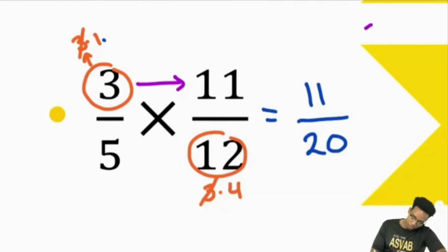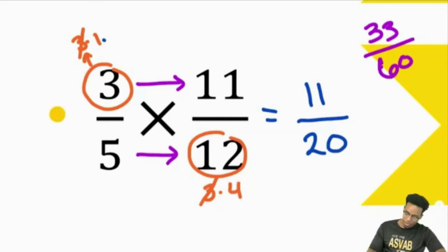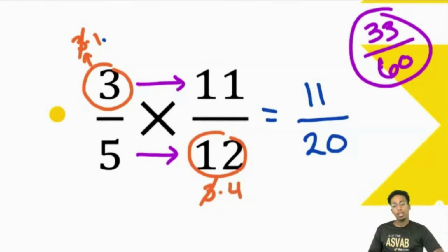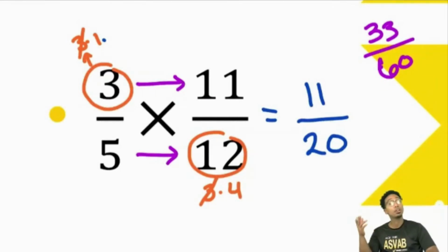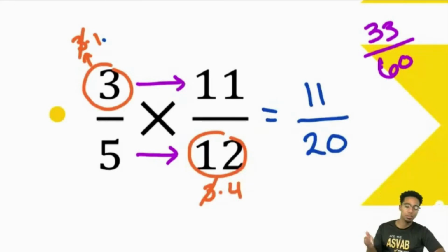3 times 11 is 33, and 5 times 12 is 60. Then you have to figure out how to reduce bigger numbers like 33 and 60. In that case, yeah, you can divide by 3, and that's the same 3 that you had right here and right there.